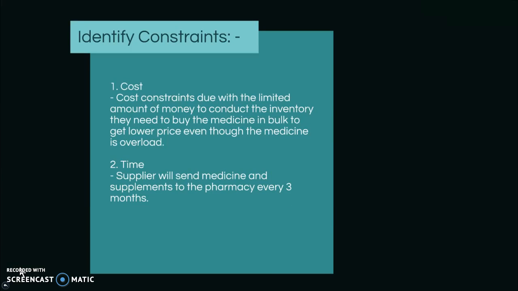From the viewpoint, we can identify the constraints. First, cost. The cost constraint is due to the limited amount of money to conduct the inventory, so they need to buy the medicine in bulk to get a lower price even though the medicine is overloaded. The second one is time. The supplier will send the medicine and supplements to the pharmacy every 3 months.